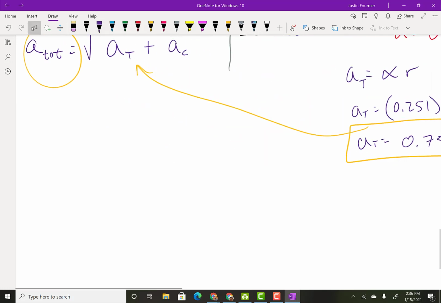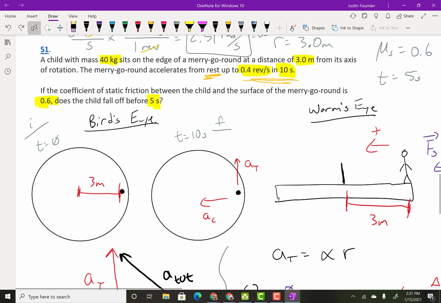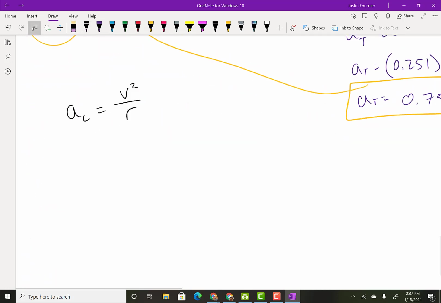Here's where I need to be careful, because centripetal acceleration is v squared over r. I know r is equal to 3 meters, that's no problem. But what speed do I plug in there? The speed goes from 0 to 0.4 revolutions per second, but it's 0.4 at 10 seconds. I need to find the speed at 5 seconds, because that's what they want. So what's the speed at 5 seconds?